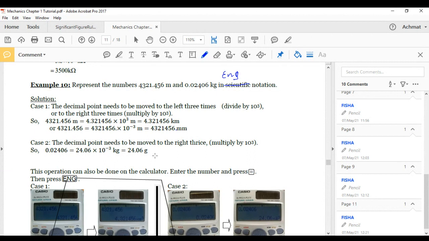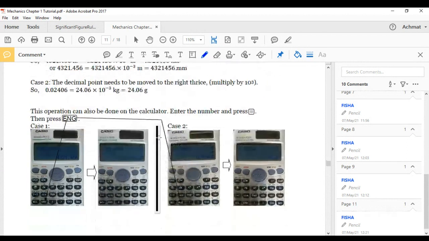Okay. Now another way in which you can do this is on a calculator. Again, I'm using the Casio. If you have that number, press in that number, press equal to, and you get this. If you just press in the number and don't press equal to, it's not going to work. First, get that number and press equal to.